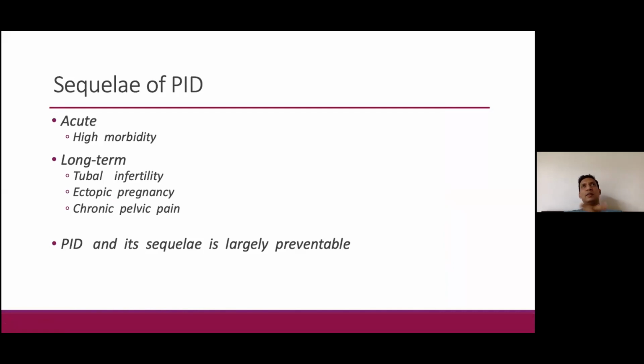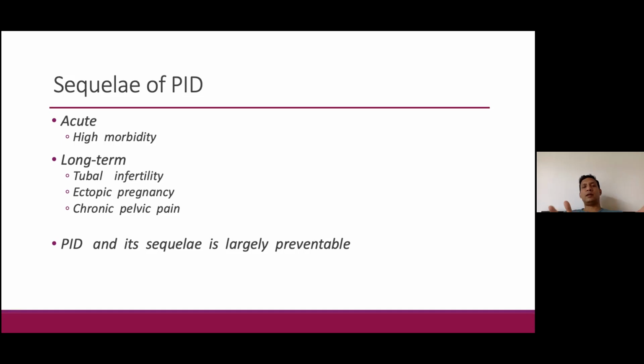Now, when somebody gets PID at the initial time, it has high morbidity, because we call it the acute time, right? Where a bacteria has gone in and it causes infection, and at that time it can change into a tubo-ovarian mass and pelvic abscesses, and it has high morbidity and sometimes even mortality, right? So that is in the acute infection state.